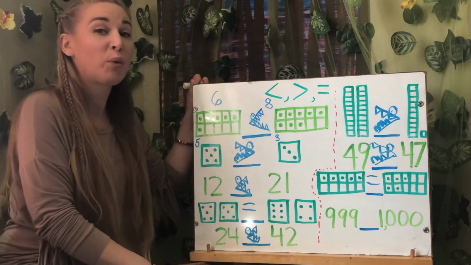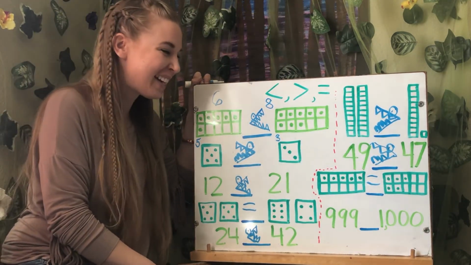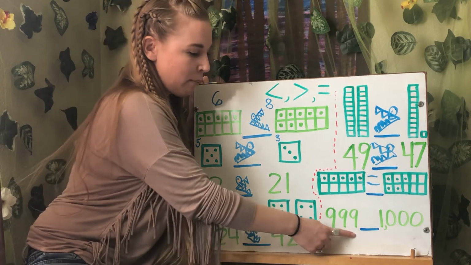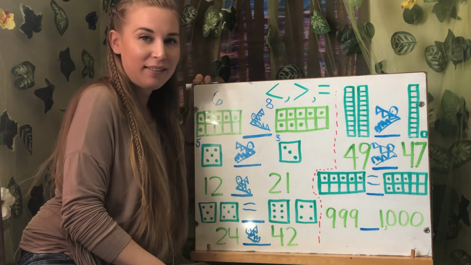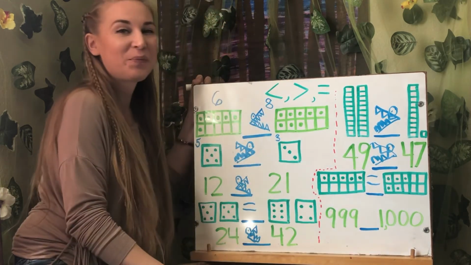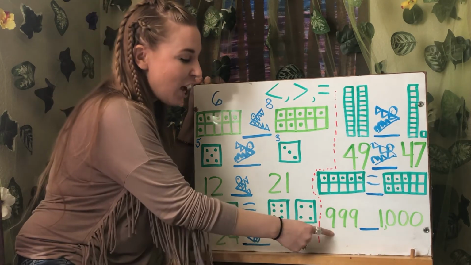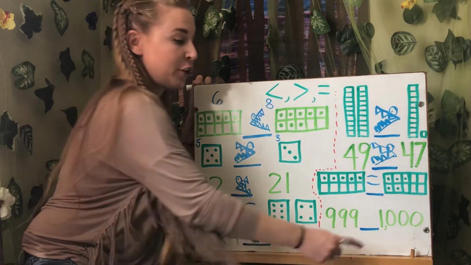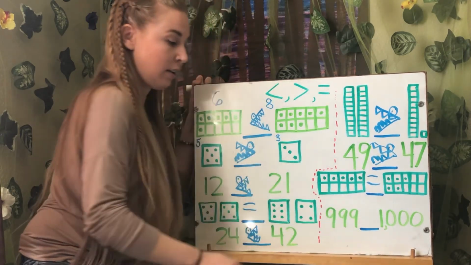And then we have one more problem here. This one's a tricky one. We have big numbers. What is that number? Say it if you know it. Go ahead and say this number if you know it. So 999, and over here we have 1,000.